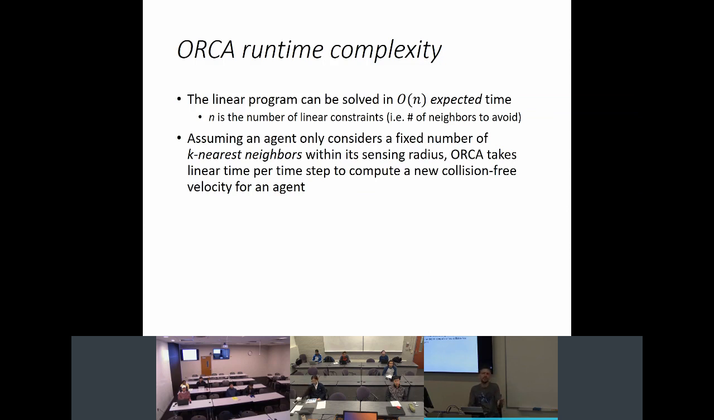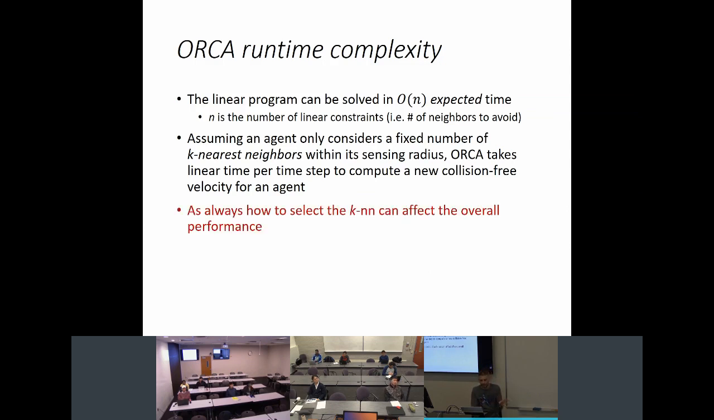And assuming that an agent only considers a fixed number of k nearest neighbors within a sensing radius, ORCA basically takes linear time per time step to compute a new collision-free velocity for an agent. So it's extremely fast because of that.